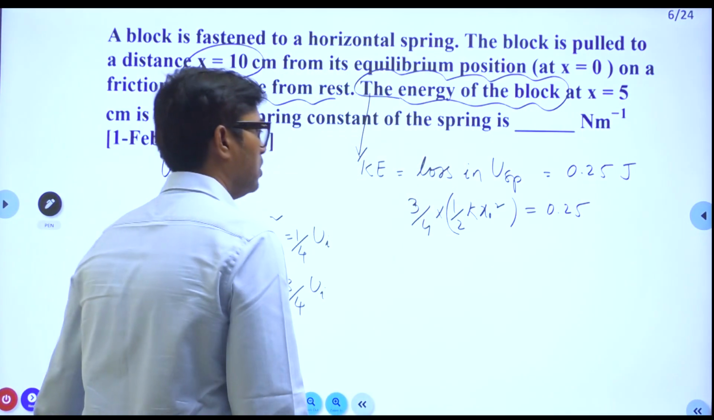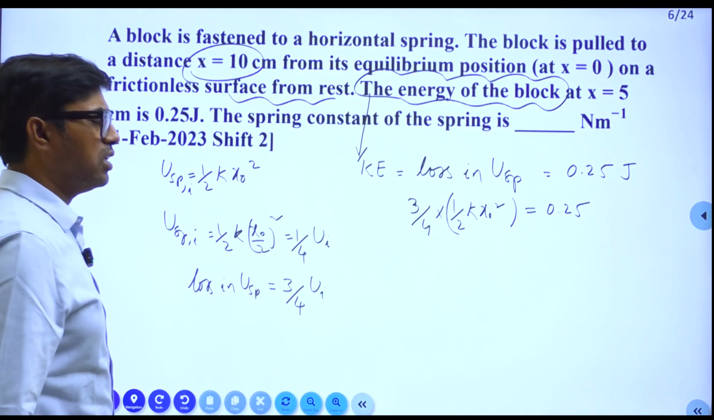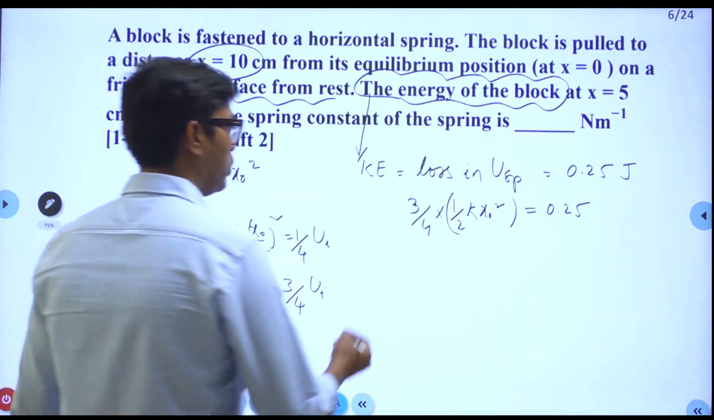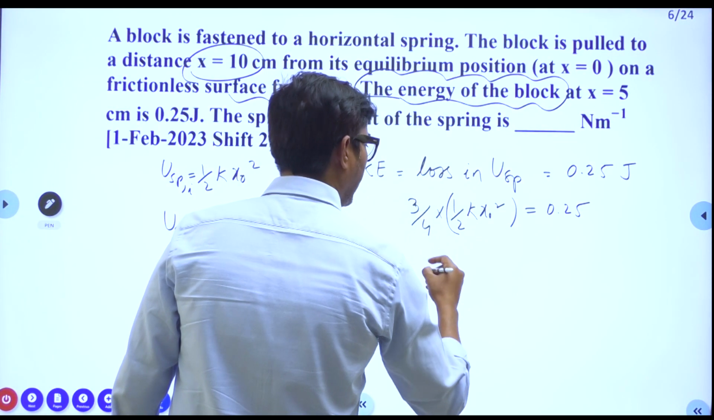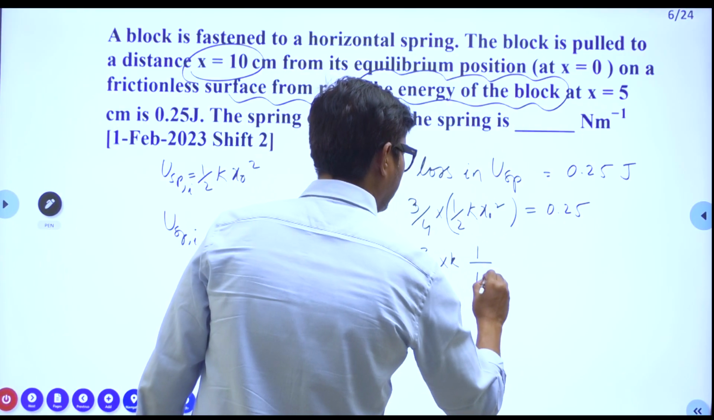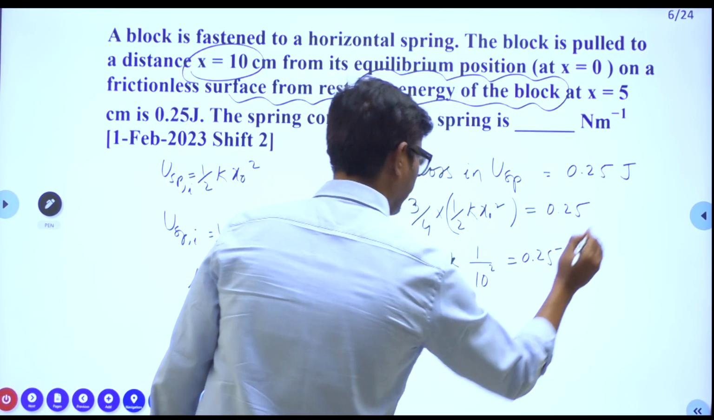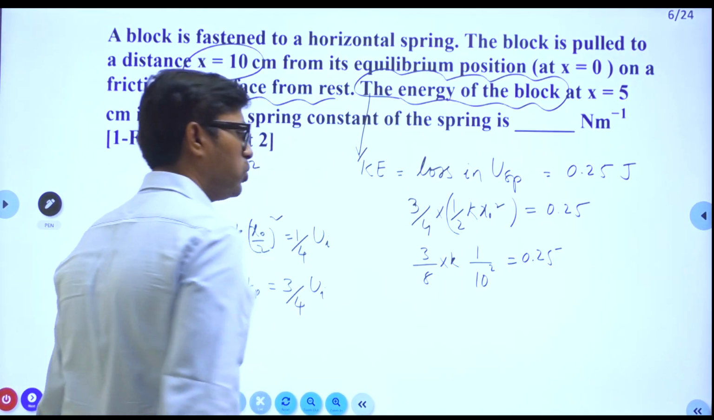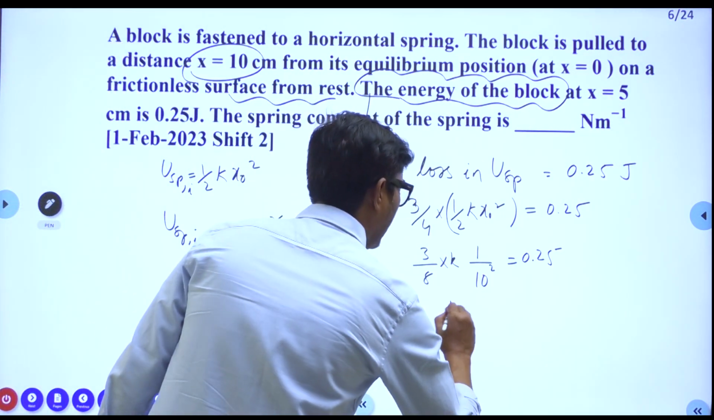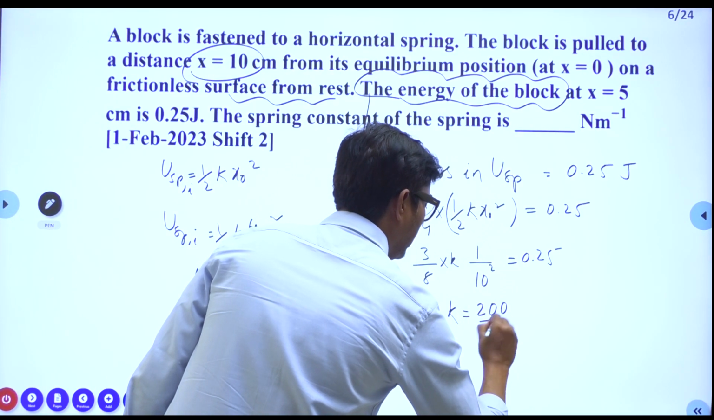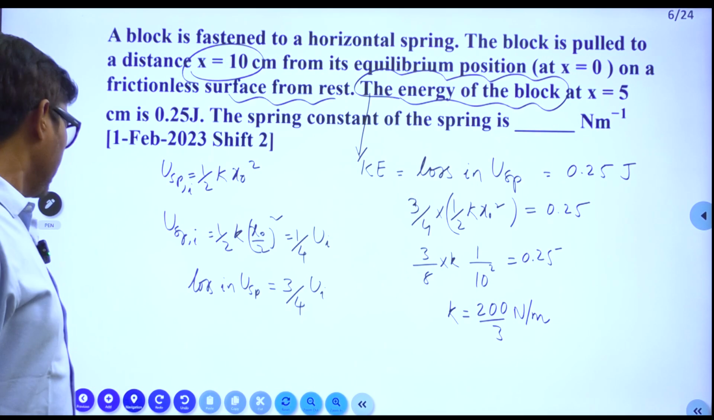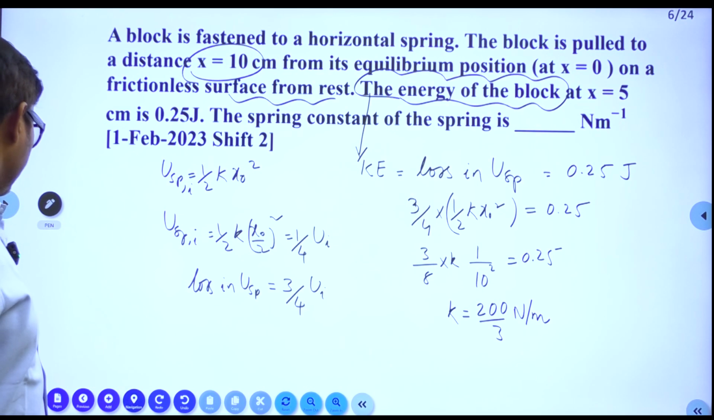I have it. So they are asking you to find k, right? x naught they had given. x naught is 10 centimeter. 10 centimeter is 1 by 10th of a meter. So first of all, let's write it. 3 by 8 into k into (1 by 10) square equal to 0.25. So 10 square goes to that side, 25. 25 into 4 is 100. Twice of it will be 200. So k will be 200 upon 3 Newton per meter. And that's going to be the answer there. So energy of the block means kinetic energy of the block, that's the meaning in this context.